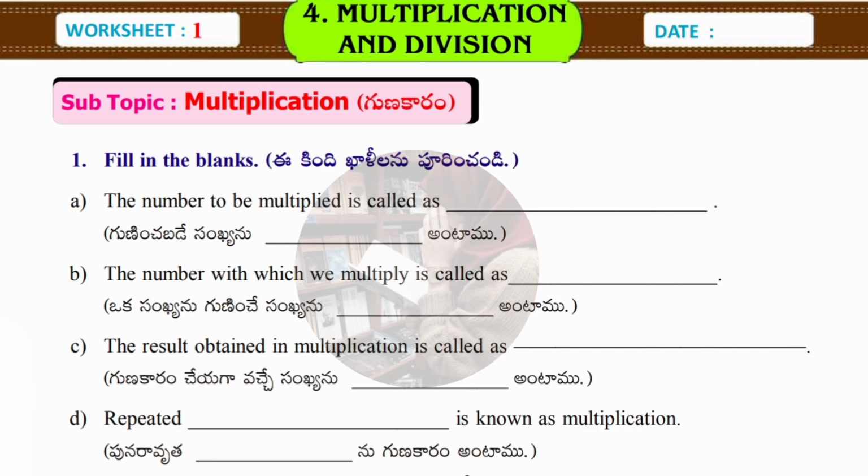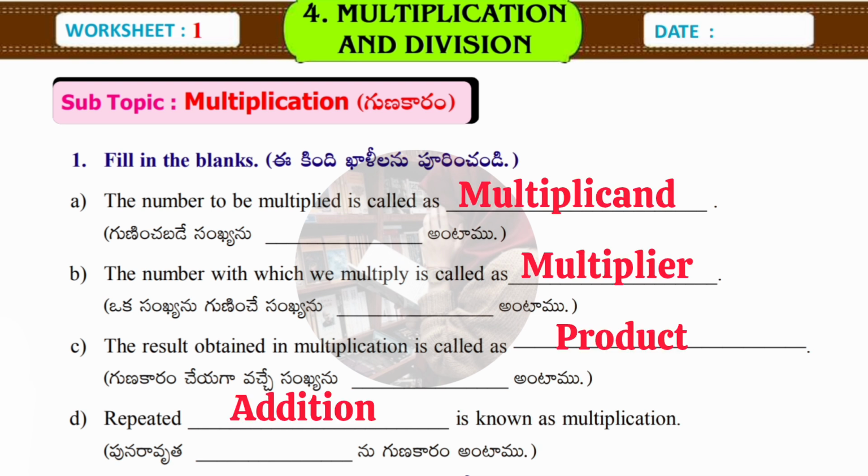So first one is, the number to be multiplied is called... What do we call the number to be multiplied? We call it the multiplicand. Next, the second one. The number with which we multiply is called the multiplier. Third one. The result obtained in multiplication is called the product. Product is nothing but multiplication. Next, fourth one. Repeated dash is known as multiplication. Repeated addition is known as multiplication.